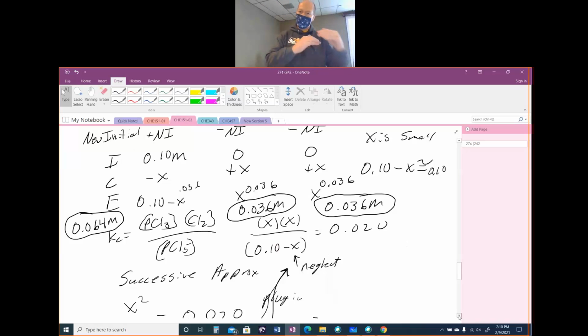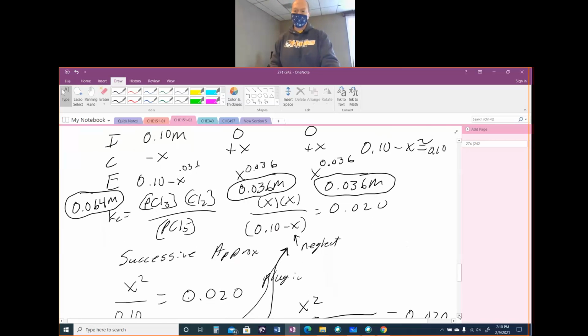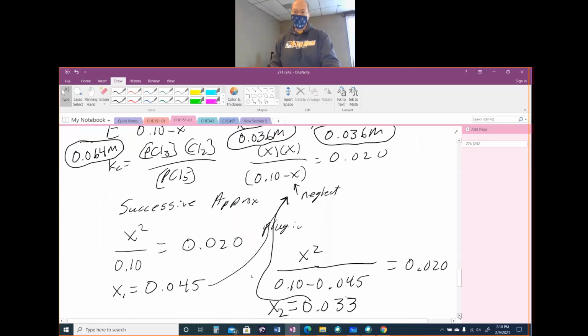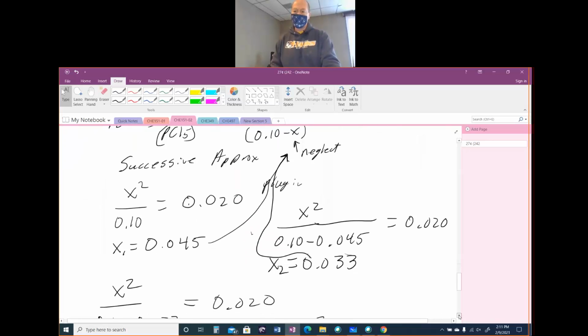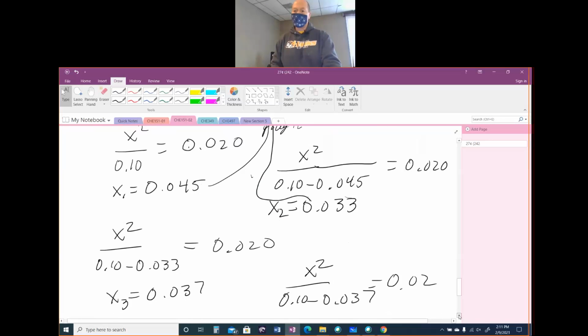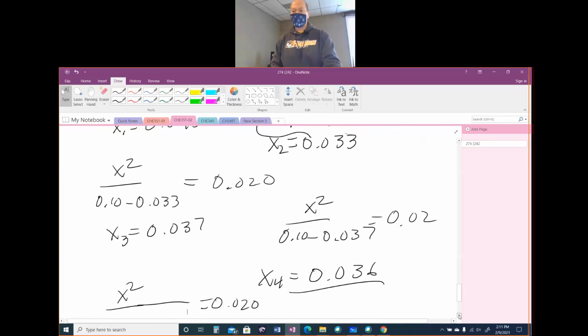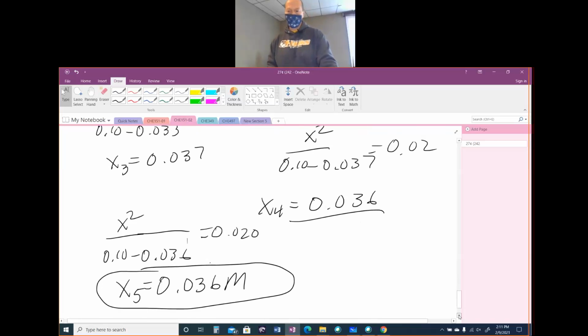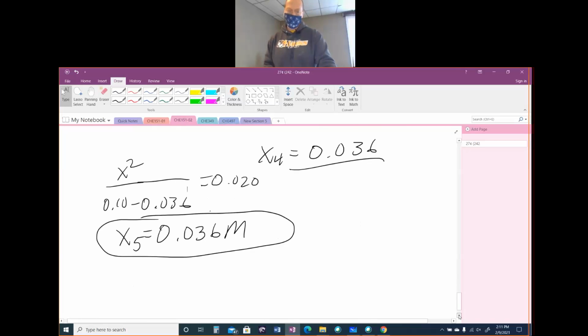I know if I pushed in a button wrong and something was higher the next time, then if it's the highest and the next one's higher, I know that something was wrong. So anyway, there will be a problem where you have to do successive approximations. I will not make a problem where you have to do quadratic, but you would. Sometimes quadratic is easier, so you should know how to do both of them.